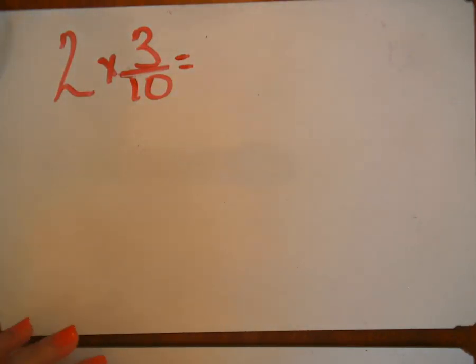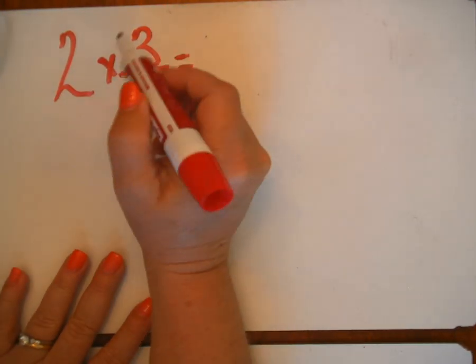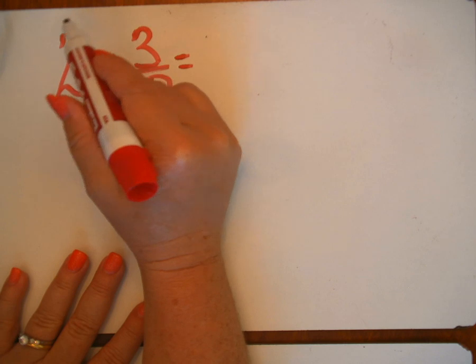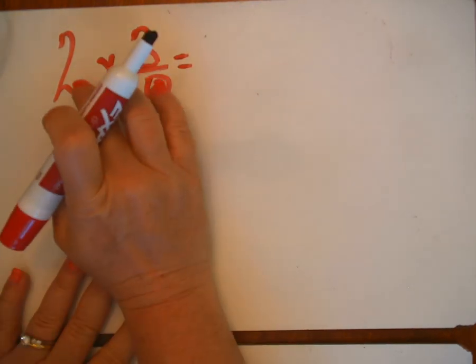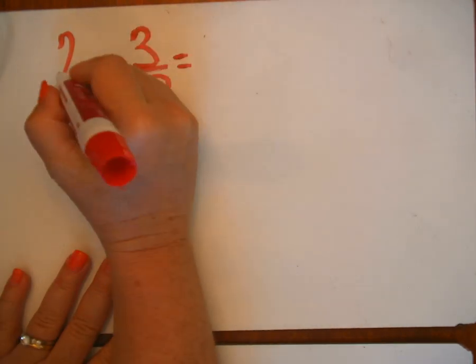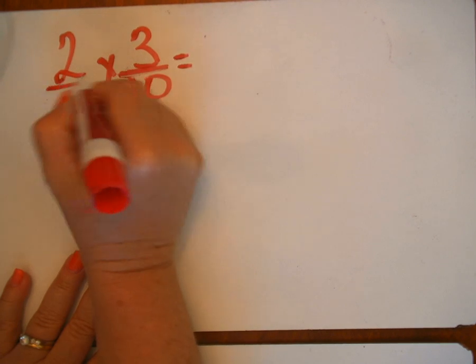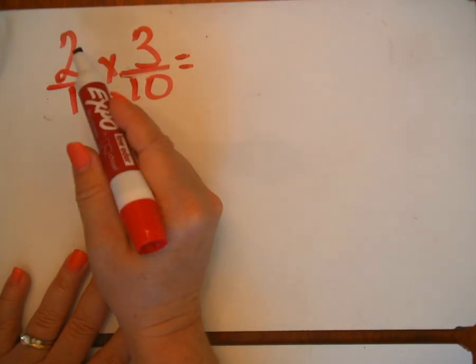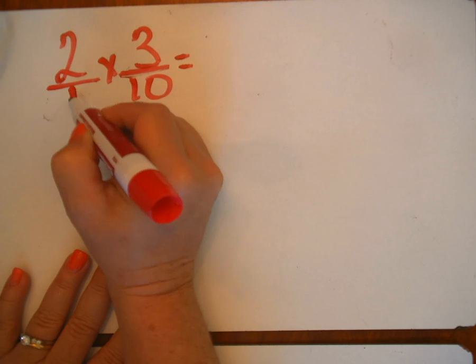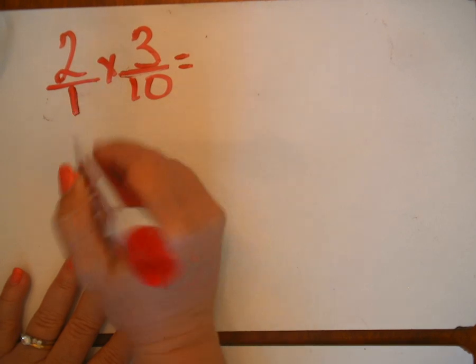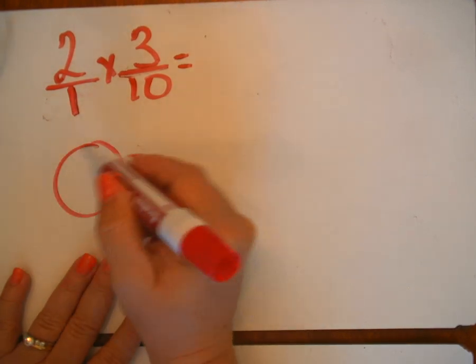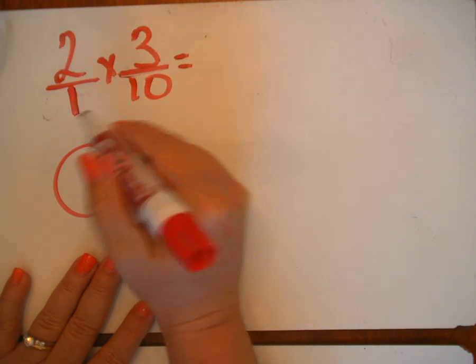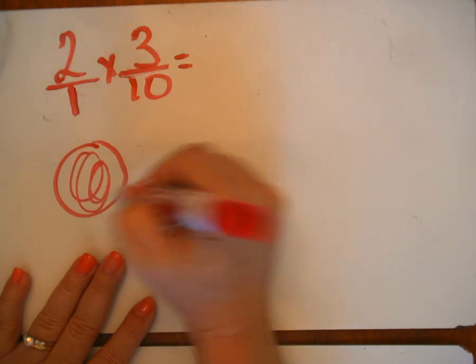Another strategy we learned was you can turn your whole into a fraction. And that's pretty simple to do because all you have to do is put your whole number over 1. And what this basically means is you still have one part. It's cut into one part. And now you have 2 of them. So you have 1, 2.